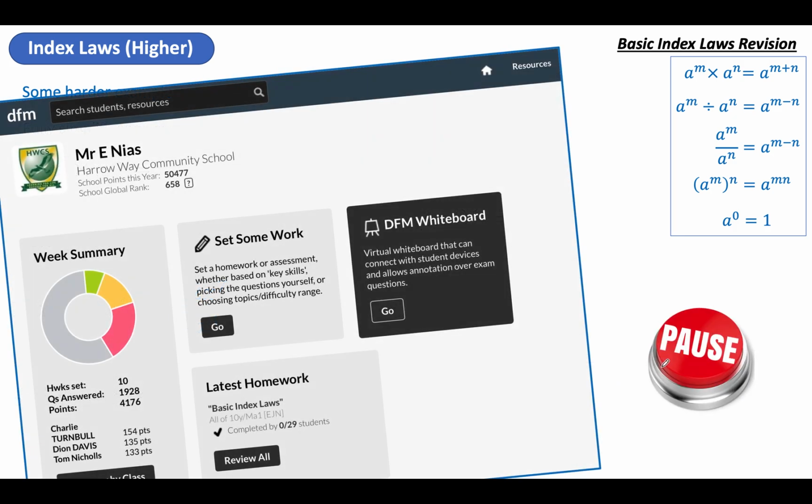Right, it is your turn to go off. You should have, at the start of this lesson or before, registered for Dr Frost. So I want you now to go off to Dr Frost and do this task here, which is the basic index laws. It'll be in your homework. So there may be 2 tasks today, but that's the one I want you to do first, the basic index laws, okay? If there's another one, leave it for another day. There might not be, I don't know.